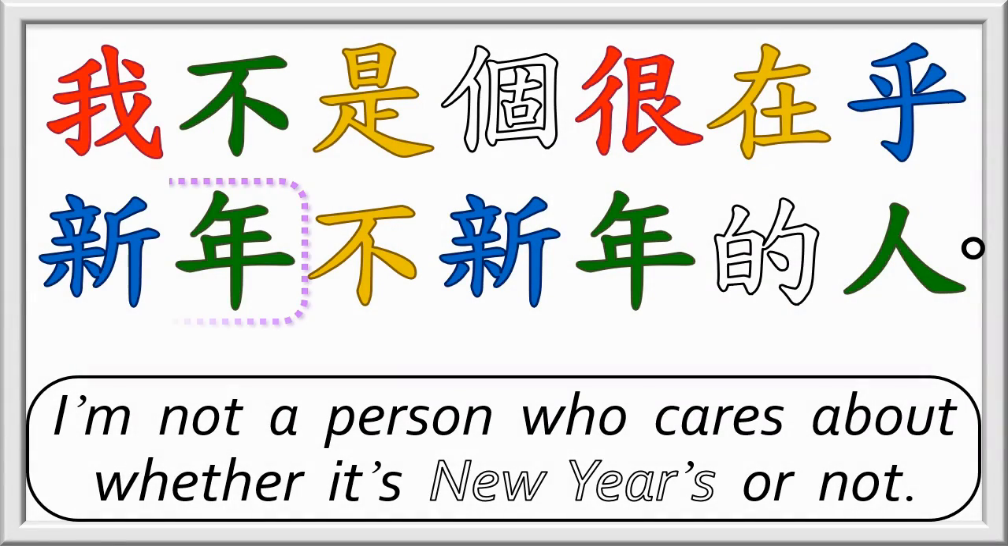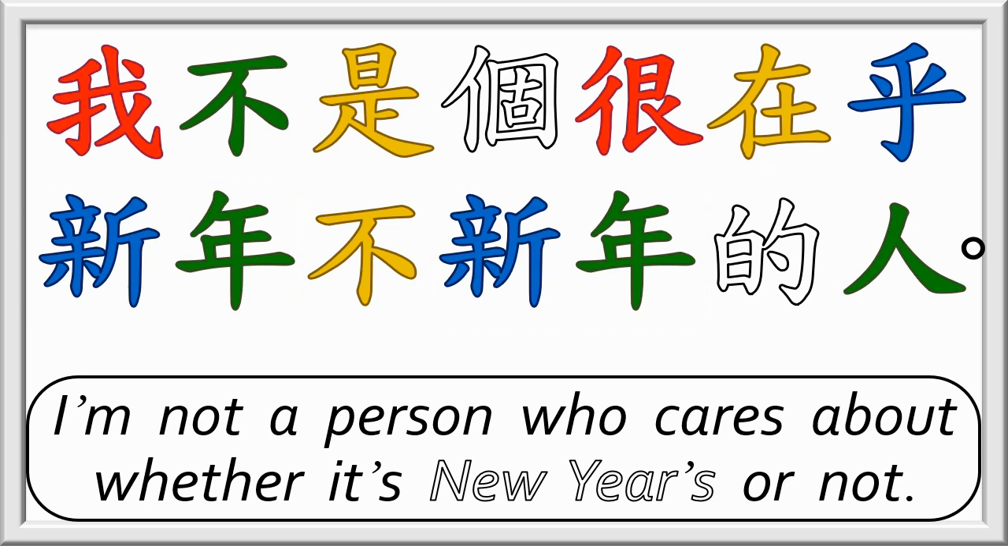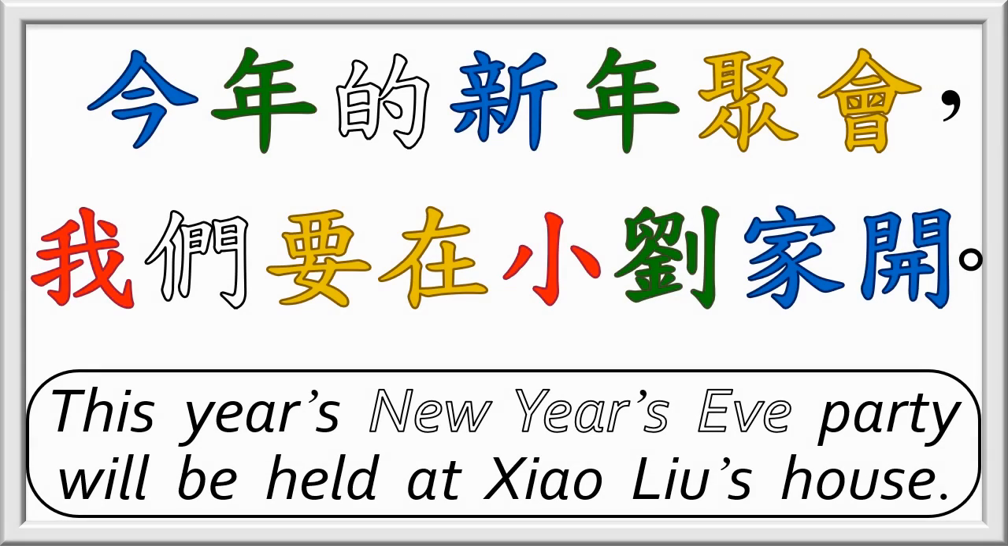新年 refers to the Chinese Lunar New Year. 我不是个很在乎新年不新年的人。I'm not somebody who cares about whether it's New Year's or not. 今年的新年聚会，我们要在小刘家开。This year's New Year's Eve party will be held at 小刘's house.